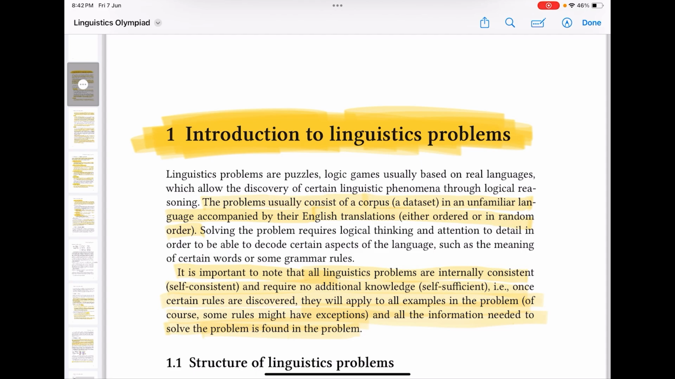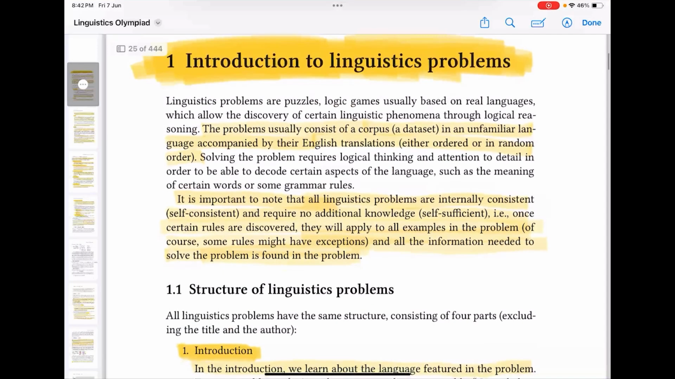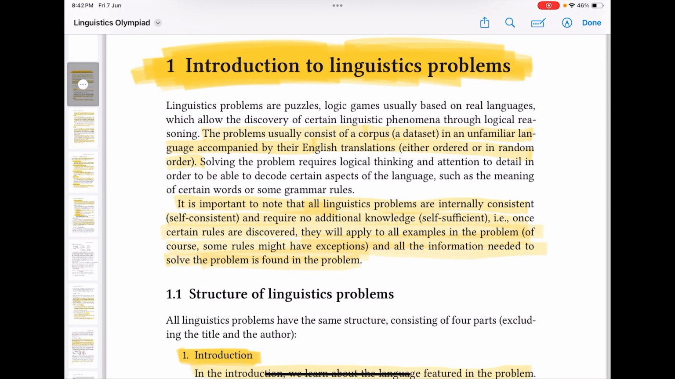Let's start. This video is specially geared for people who are not introduced to linguistic problems. And even if you know linguistic problems and you know how to solve them, it is a good introduction and a recap to what you know. So linguistic problems usually consist of a data set in a language you usually do not know, with their accompanying English translations, which can be ordered or maybe in chaos, which we'll cover later.